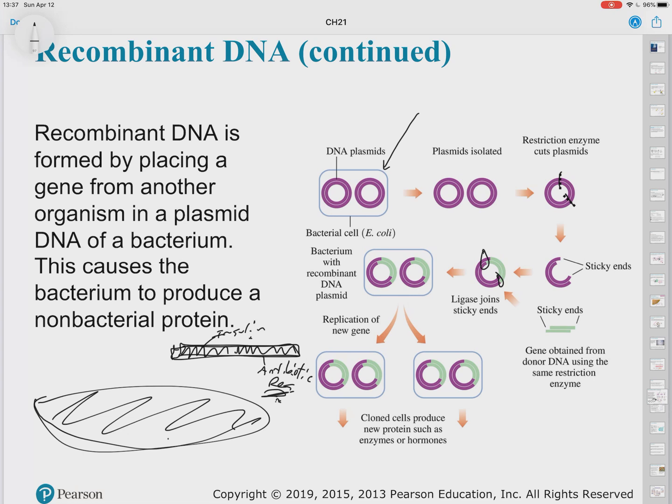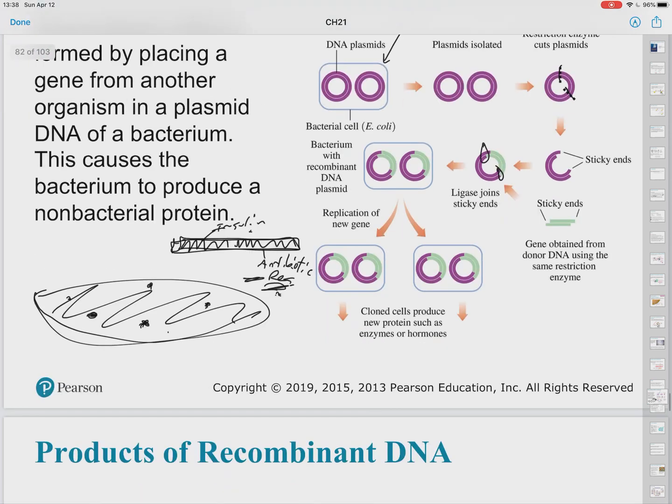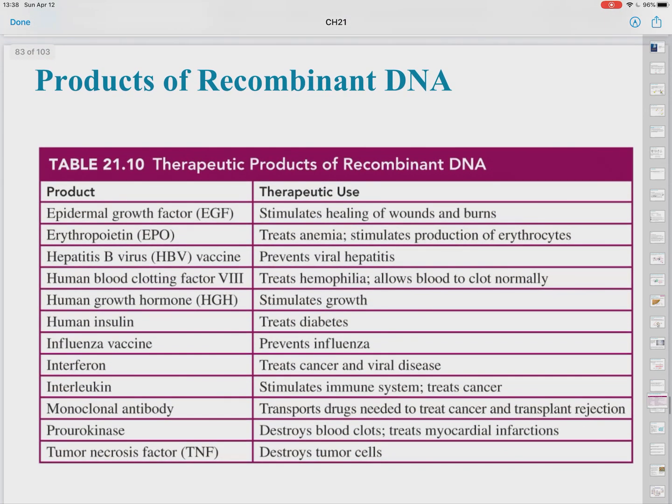You do this to a bunch of bacteria, and then you just go and wait for bacteria to grow on the plate. And only the ones that are growing have the insulin gene because they also have the antibiotic resistance gene. So some of the other products that we get from recombinant DNA, in addition to insulin, you can look at those here.